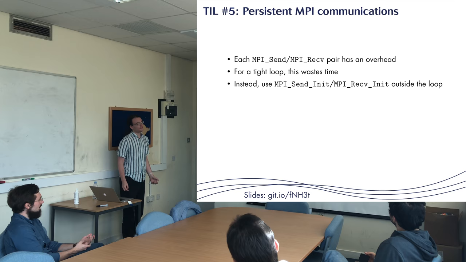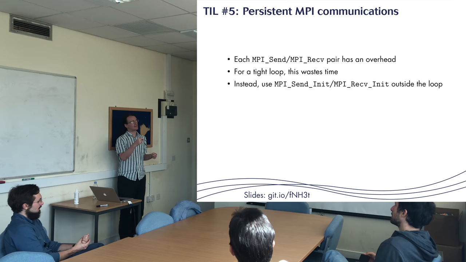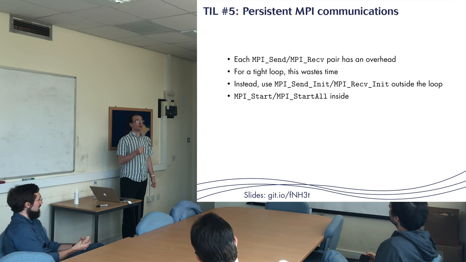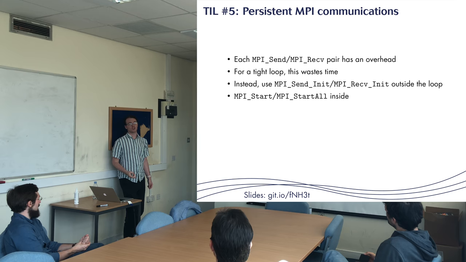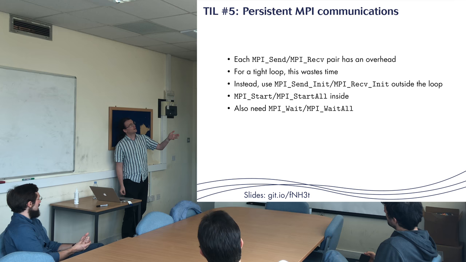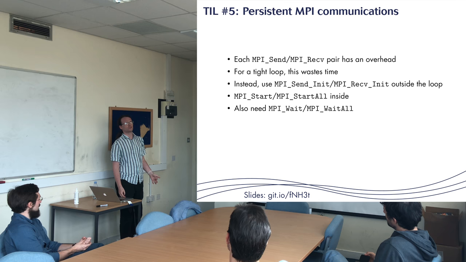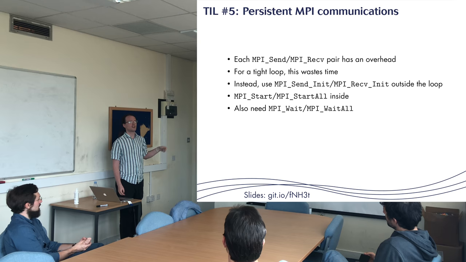Instead, you can use these commands MPI send init and MPI receive init to initialize some communication channel, do that outside the loop, then inside the loop just use MPI start, or if you have more than one of them, you can use MPI start all to start the communications. Then these are non-blocking, so you will also want an MPI wait or an MPI wait all. That does the entire thing in principle with significantly less overhead. And I think you do need to release some resources afterwards, because this creates request objects that you then need to release, so you don't keep overflowing with too many MPI request objects.